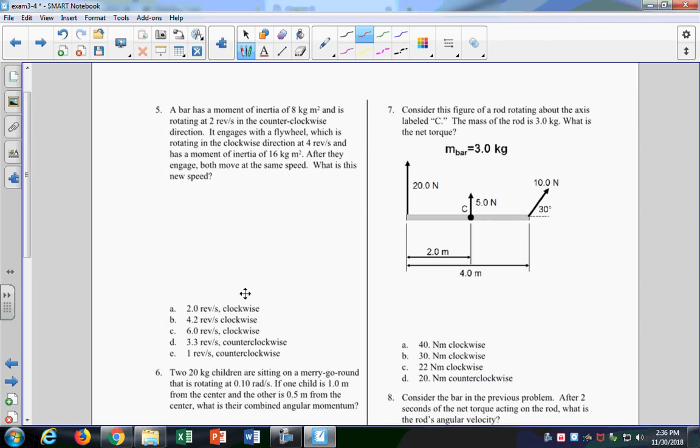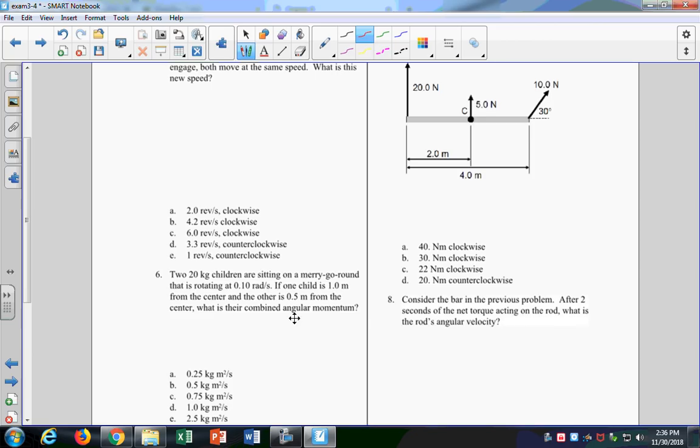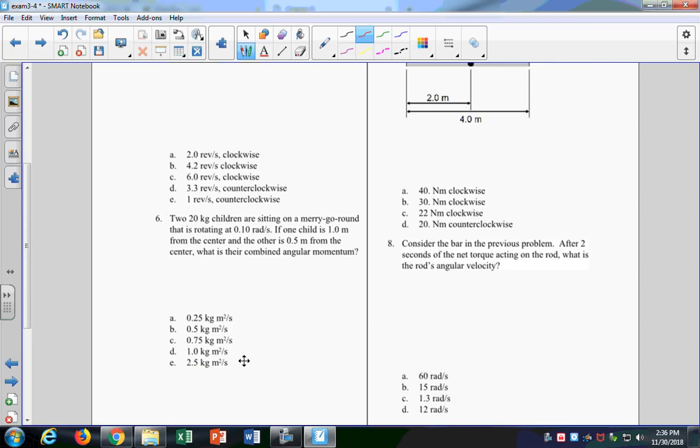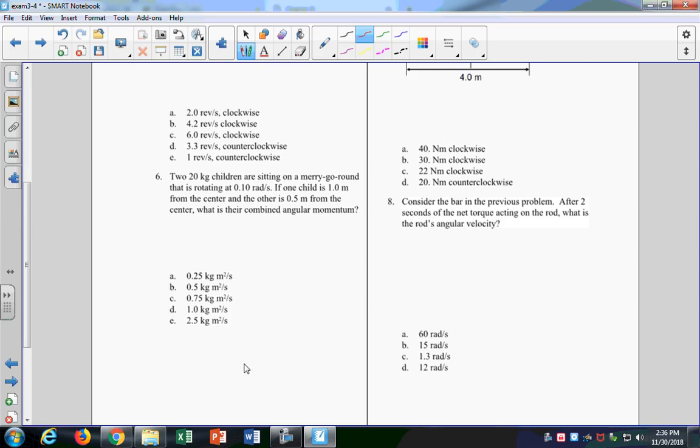All right, we haven't really looked at conservation of angular momentum, but absolutely you'll see some like that. This is like number 5 or number 6, the combined angular momentum, or when you have objects that change their angular momentum, like the figure skater who throws her arms out and gives herself a bigger moment of inertia, that makes her angular speed decrease.